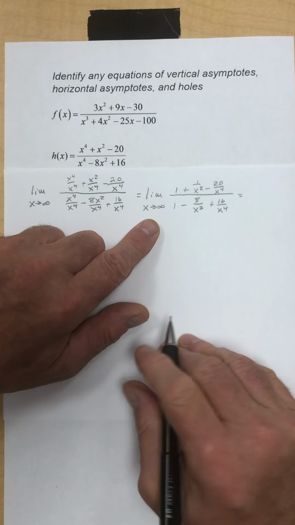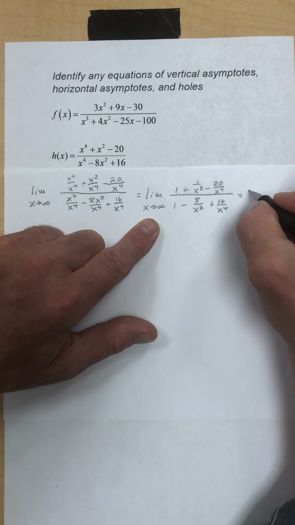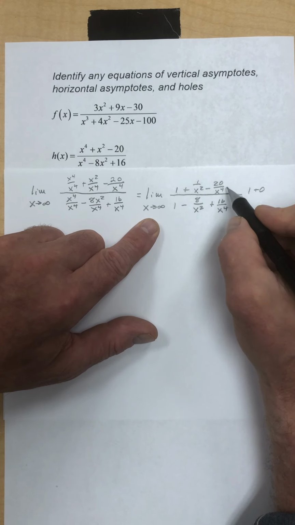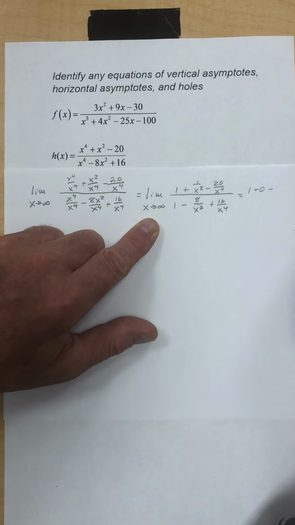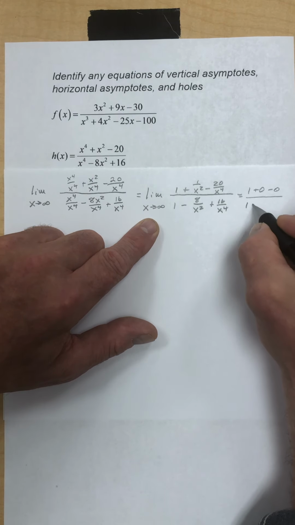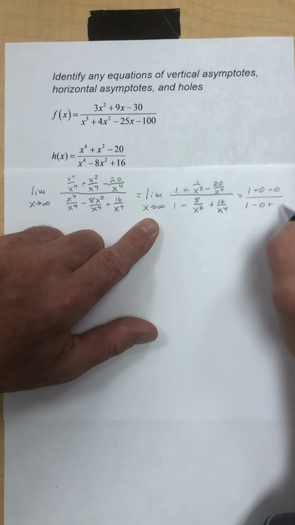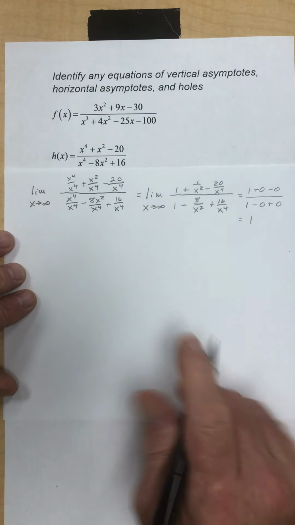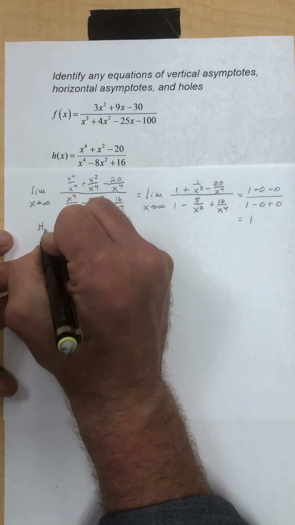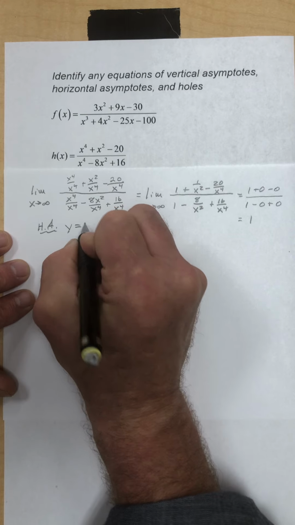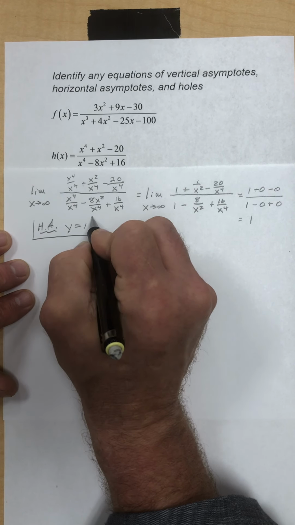As x goes to infinity, it doesn't affect the 1, so I get 1. 1 over infinity becomes 0. Minus 20 over infinity becomes 0. Doesn't do anything to the 1. 8 over infinity becomes 0. And 16 over infinity becomes 0. So obviously we get 1 over 1, which is just 1. So I have a horizontal asymptote at y equals 1. So we got our horizontal asymptote.